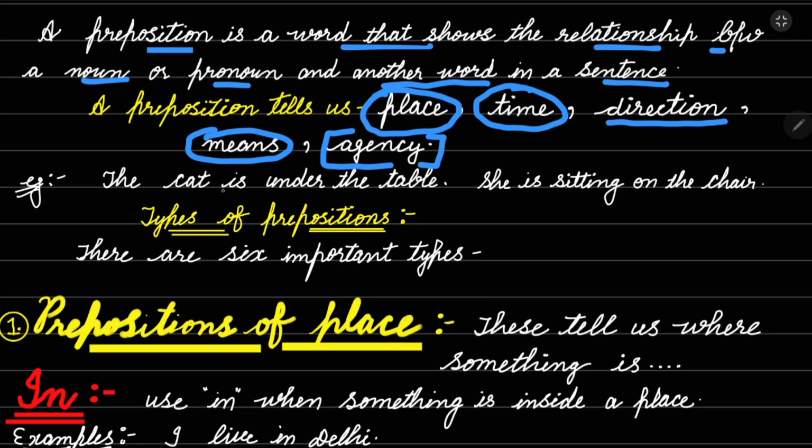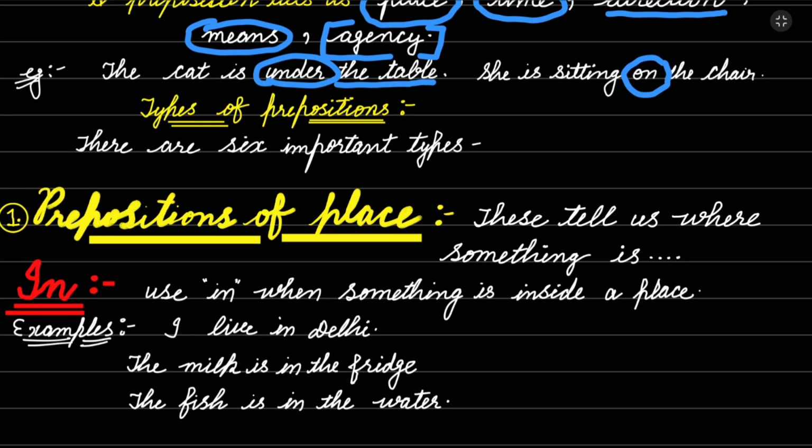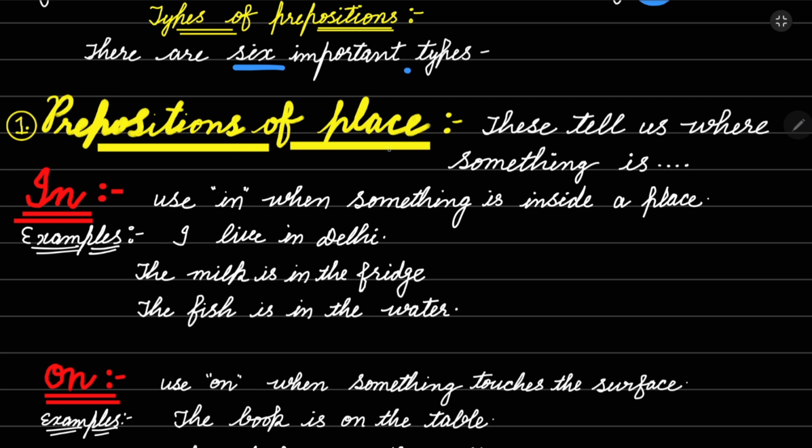For example, the cat is under the table. She is sitting on the chair. Here, under and on are the prepositions. Now, types of prepositions. There are 6 important types. Number 1 is preposition of place. These tell us where something is. It tells us where a person, an animal, a thing is.